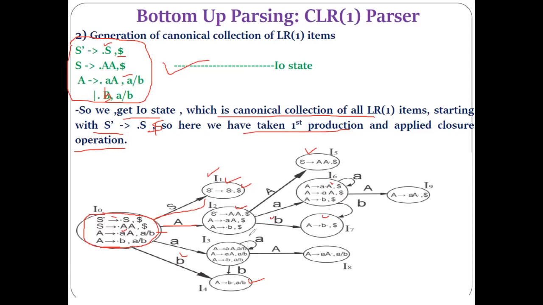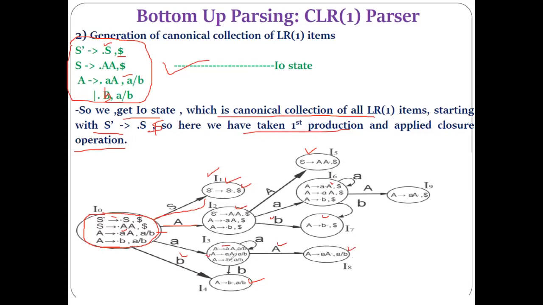Next, I3 we have to simplify. Now if you try to simplify I3, for the first production we have to move the dot from the left of this non-terminal A to the right. That's why the go to on the non-terminal A gives you the next final item, that is I8.